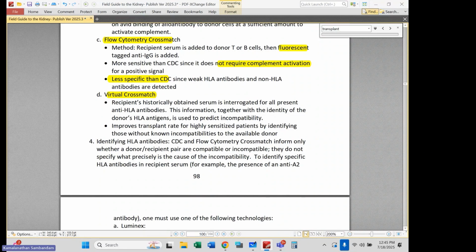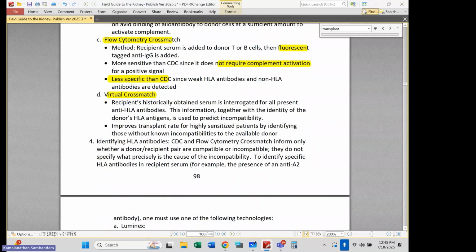Those are the two main sensitizing events. That's why women who have had multiple pregnancies, especially multiple pregnancies with more than one partner, can be very sensitized, right? Because they have a baby.